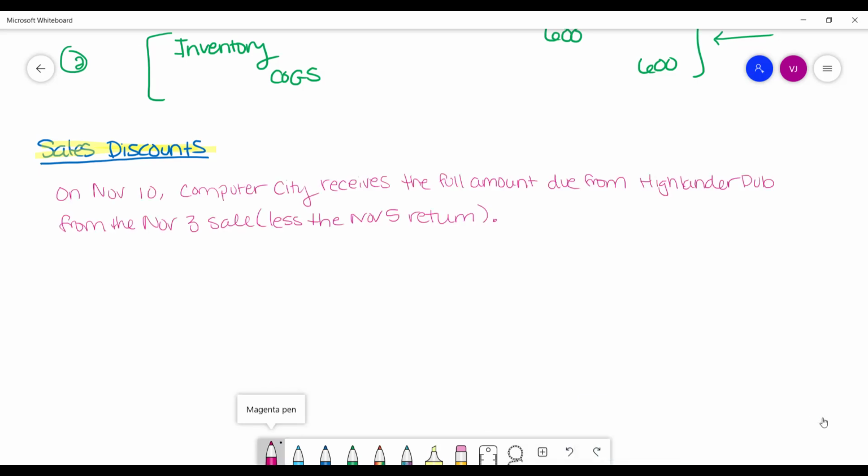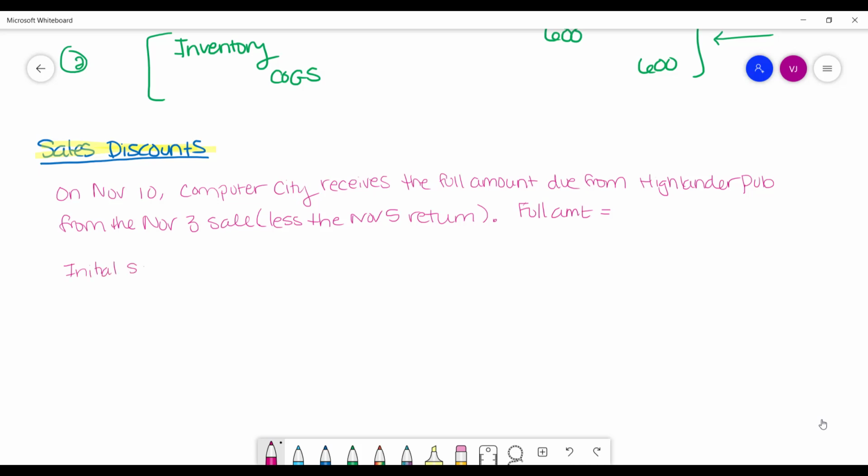All right, so on November 10th, Computer City receives the full amount due from Highlander Pub from the November 3rd sale, less the November 5th return. So we're assuming that now we're factoring in that return of $1,000. And let's assume the full amount that they have to pay us is $1,000. So let's see what the initial recording of that sale would have looked like.